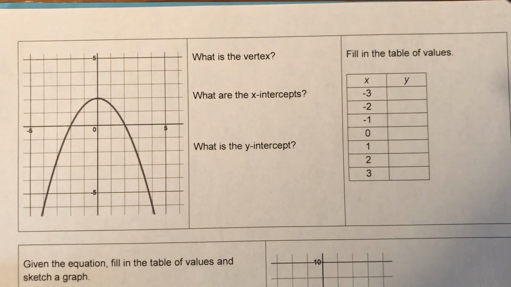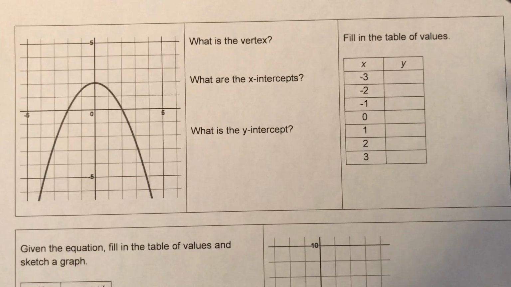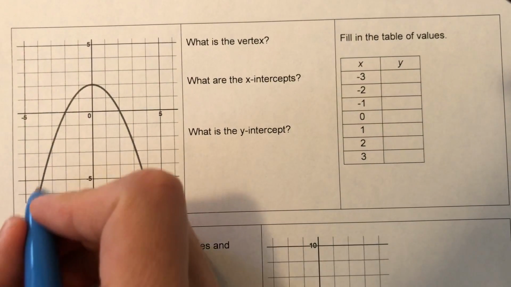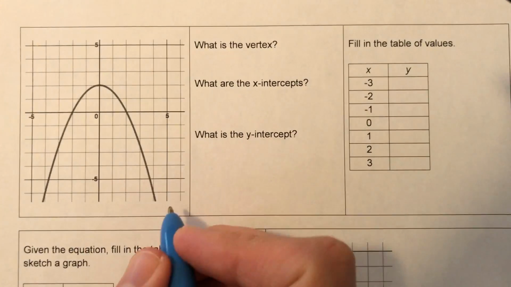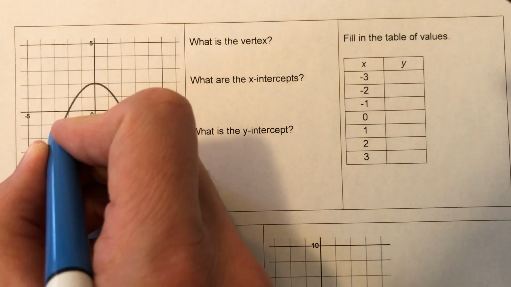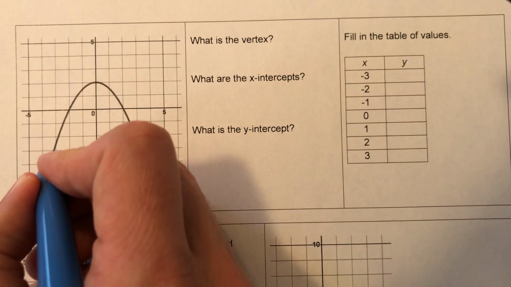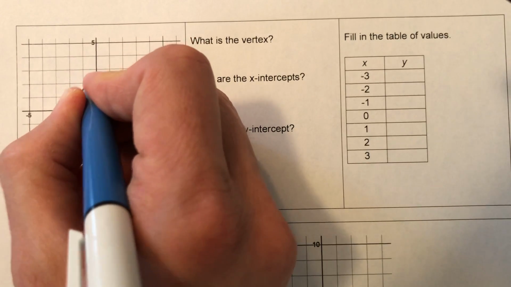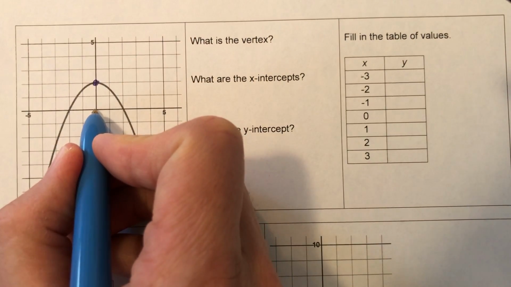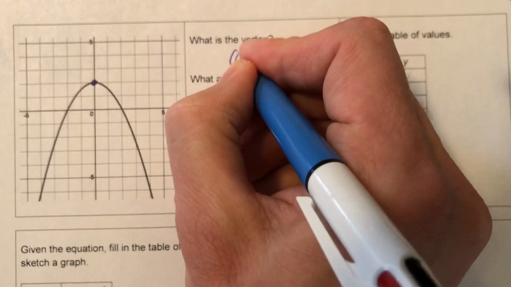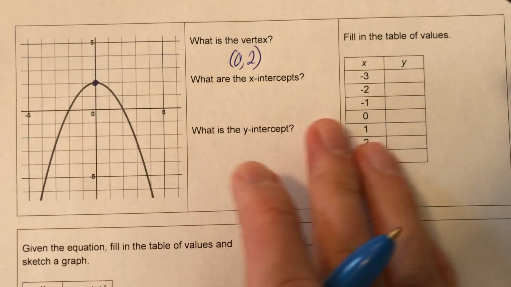So what is the vertex? Well, who knows? Let's find it, though. The vertex is, in this case, a maximum because the parabola is upside down. So when I get to the vertex, you say, whoa, wait, this is a video. You can't hear it. Or I can't hear you. So it's that right there. There's my vertex. My vertex is at 0, 2. 0, comma 2. Cool.